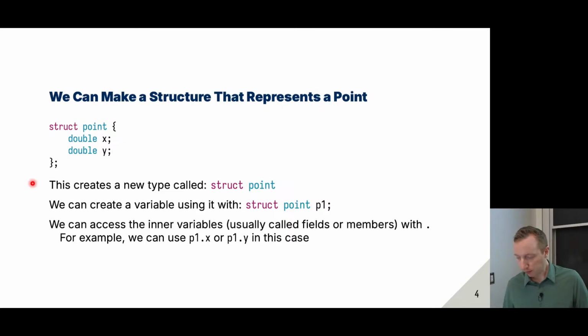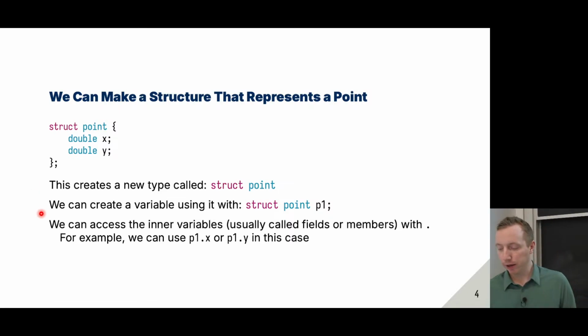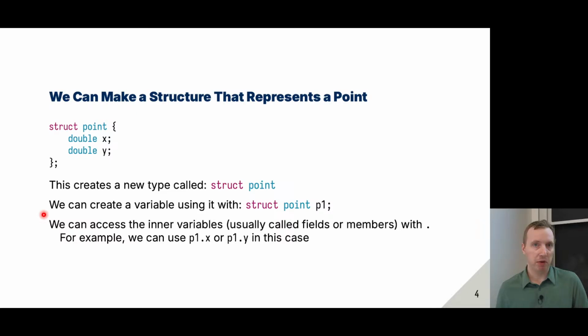So this will create a new type called struct point, and then you can just use that as if it was an int, a double, a char, a bool, whatever. So you can create a variable with it, but instead of just saying its type is one of the things we've already learned, you could create a new variable by saying struct point, and then I could say p1. So I could create a point called p1, and the type of it would be the struct point that has an x and a y.